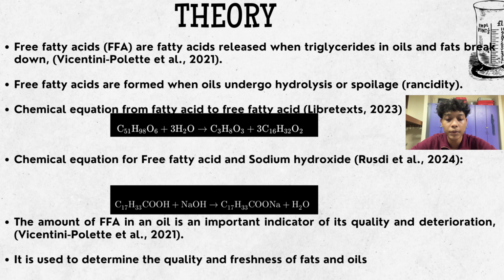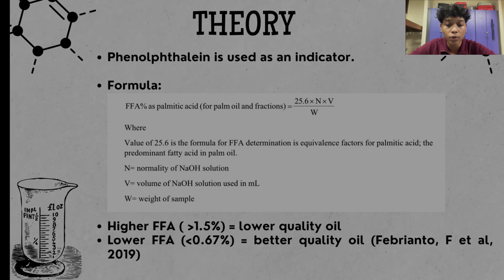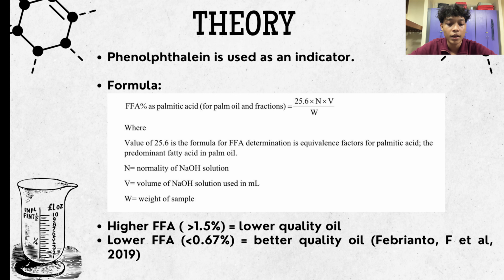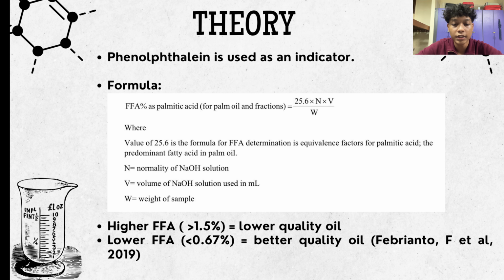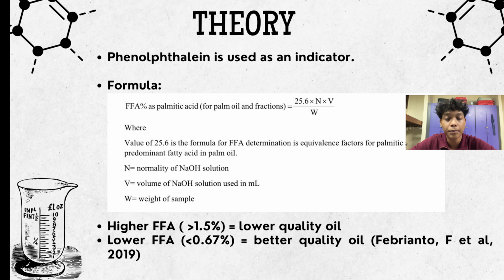So, how do we measure the amount of free fatty acid? We use a titration method with sodium hydroxide, or NaOH. During the neutralization reaction, the free fatty acid reacts with sodium hydroxide to produce soap and water. To know when the reaction is complete, we use phenolphthalein as the indicator. It is colorless in acid solution, but once all the free fatty acid has been neutralized, the solution changes to pink color. The pink color shows that we have reached the endpoint of the titration.